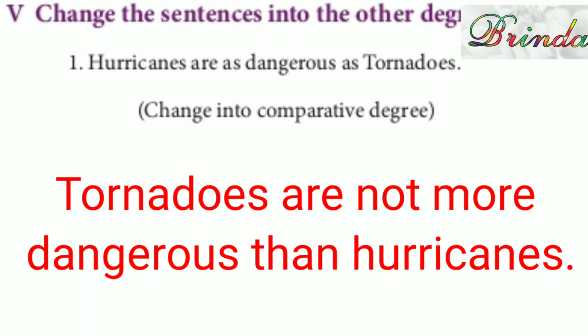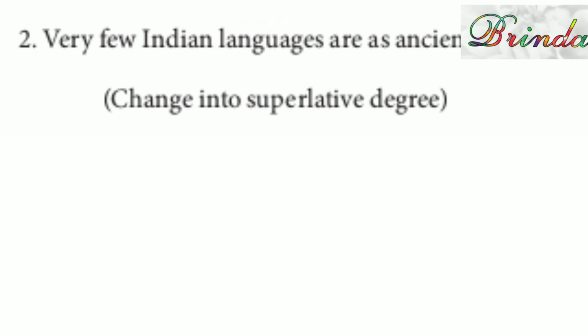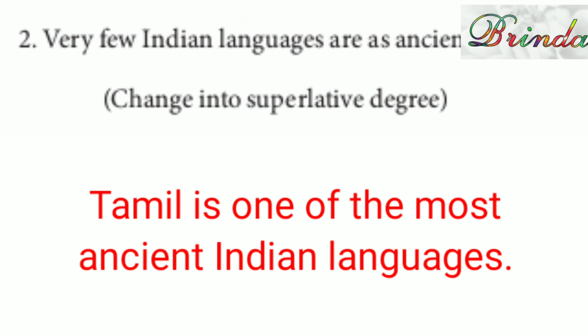We are comparing hurricanes and tornadoes. So tornadoes are not more dangerous than hurricanes. Okay. Second one, very few Indian languages are as ancient as Tamil, and we have to change it into superlative degree. So Tamil is one of the most ancient Indian languages.